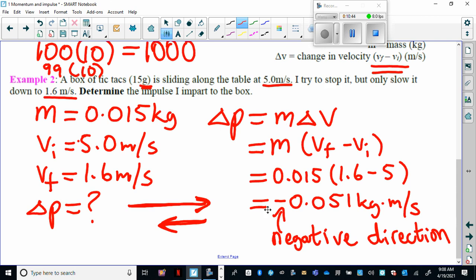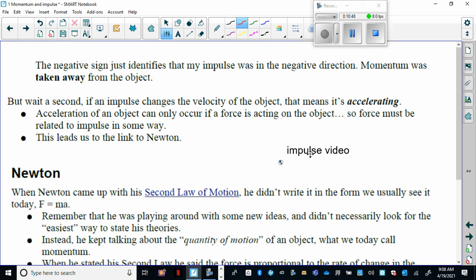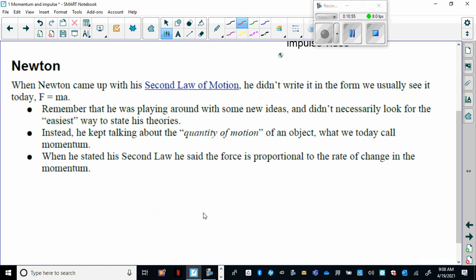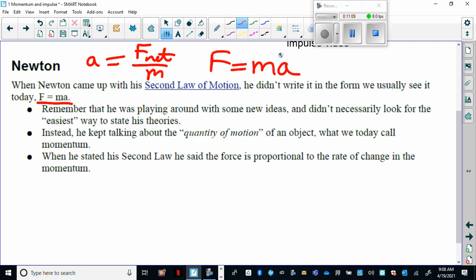Okay, and moving on. So now here's where it starts to get a little more interesting. And that is when we talk about Newton and Newton's second law of motion, which we commonly associate with this formula here. It appears as this on your formula sheet. Just a reminder, F net equals ma, but usually we like to see that.